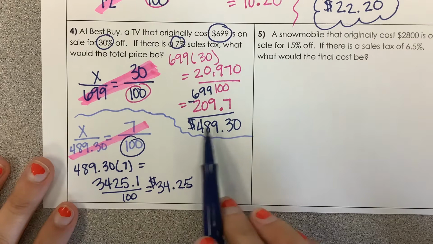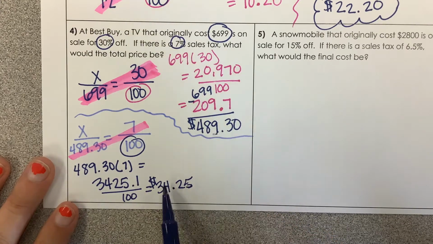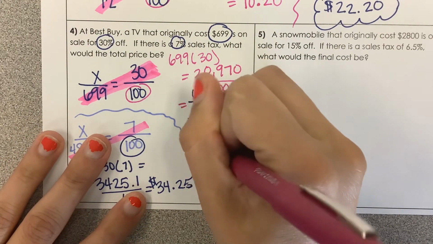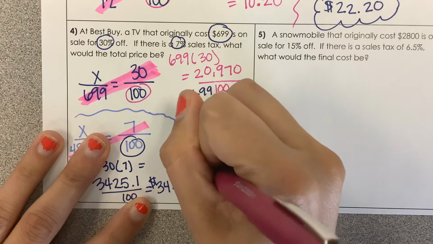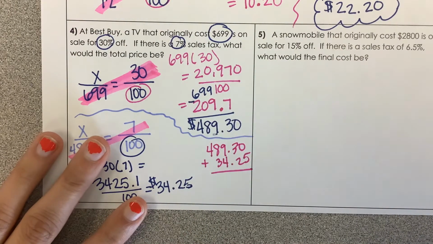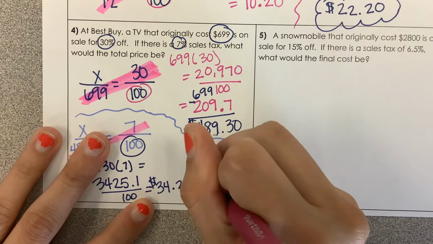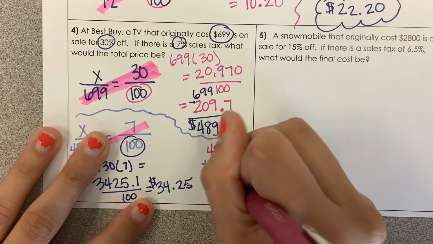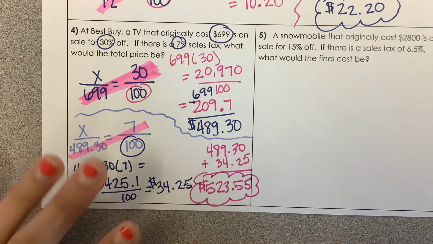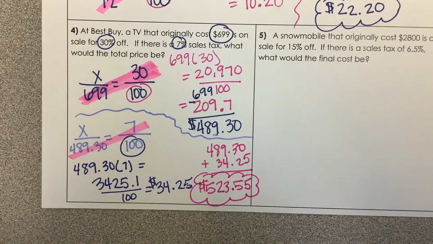So this is our discounted price plus the amount in taxes. We're going to add these together for our total price. So $489.30 plus $34.25 gives us a total of $523.55 for our discounted price plus the tax.